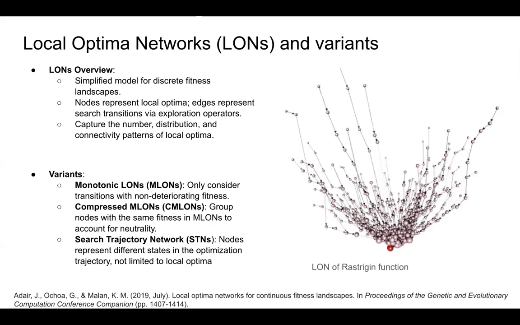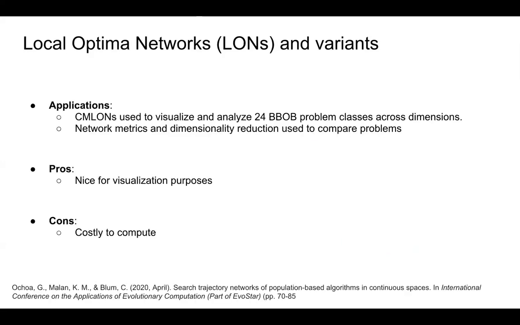And then what is really important is these search trajectory networks, where nodes are not only local optima, but actually different states in the optimization, and they don't need to be only local optima found. So local optima networks contain only the local optima which are found, but search trajectories actually provide much more information, like even between local optima, what the search space actually is. They are really nice, but as I said, they were used to visualize these problems.